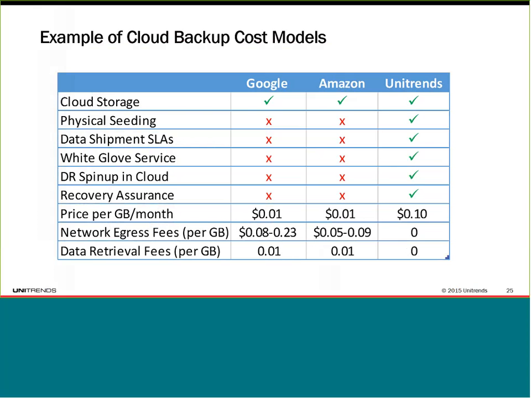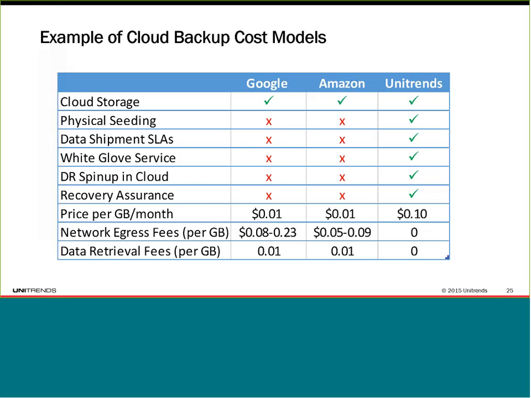If you look at, for example, Unitrends with our Forever or No Limits Cloud, we provide a lot of services with our cloud beyond just cloud storage. We provide that physical seeding and that data shipment SLA so you can get your data back overnight. We provide what we call white glove service, so you can call us 24/7, 365 days a year, and there's going to be somebody there to help you with your recovery from our cloud at any point in time. We have the ability to do DR and recovery assurance. Our price per gigabyte is 10 cents a gigabyte per month.